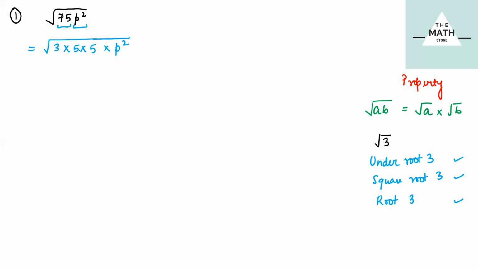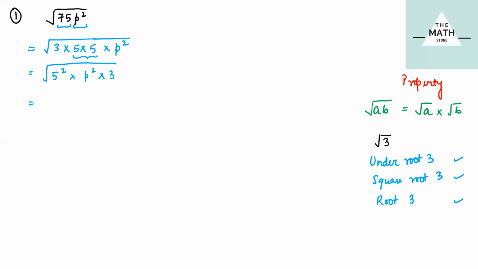Okay. Now the next step will be, we'll group the perfect square factors. So these two are perfect squares. These 5 and 5 are making perfect squares. So I write it like this: 5 squared times p squared times 3. I just changed the order because these two are making perfect squares.